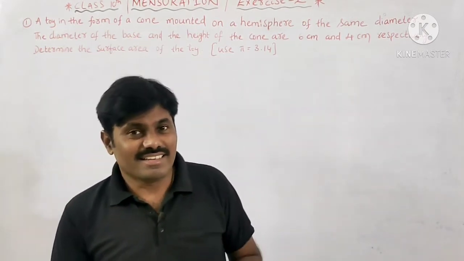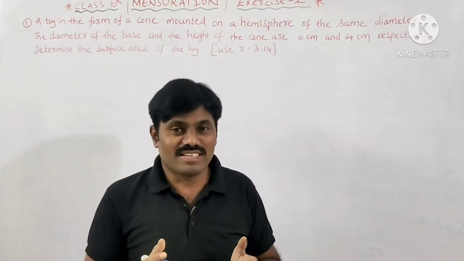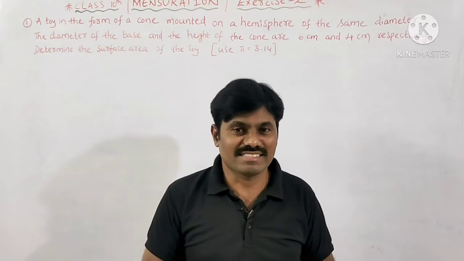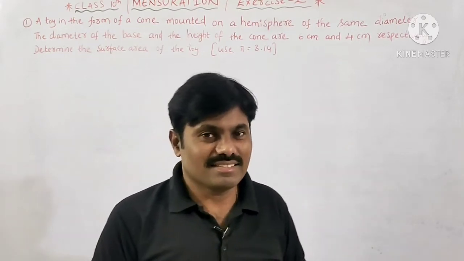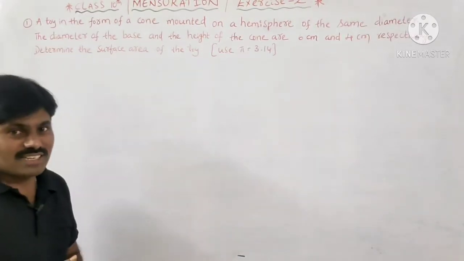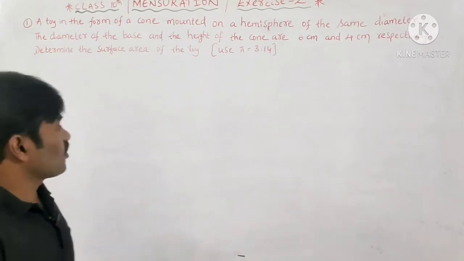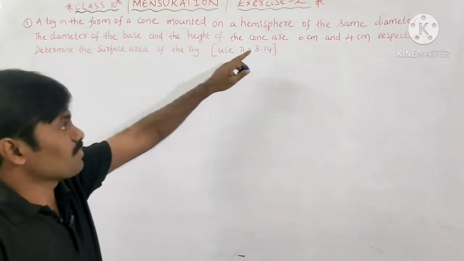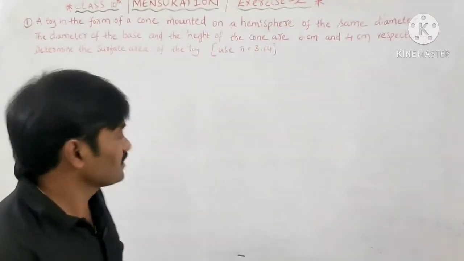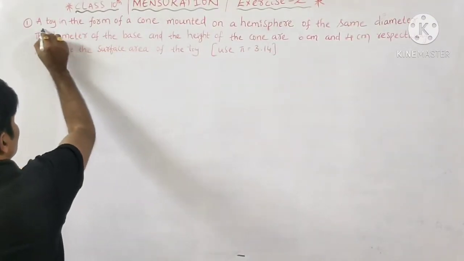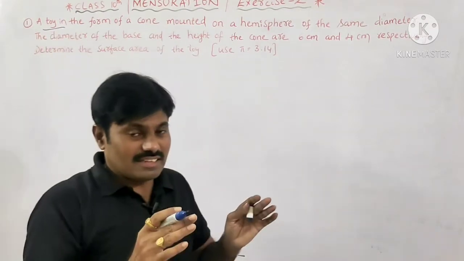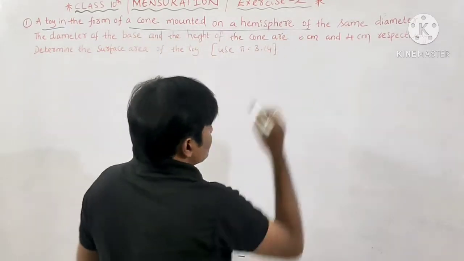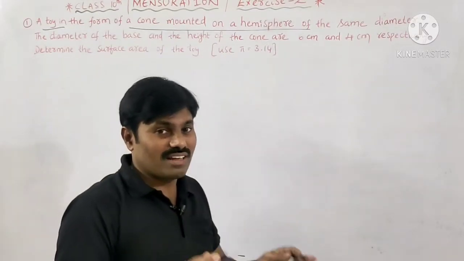Dear all, in this video session we are going to discuss problems related to exercise 2 of mensuration of class 10th. In that, the first question is, a toy is in the form of a cone mounted on a hemisphere of the same diameter. Here two words are there, that is, it is a toy. The toy is in the shape of a cone mounted on the hemisphere.